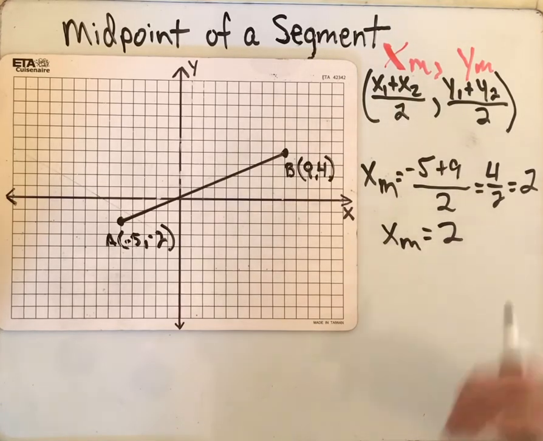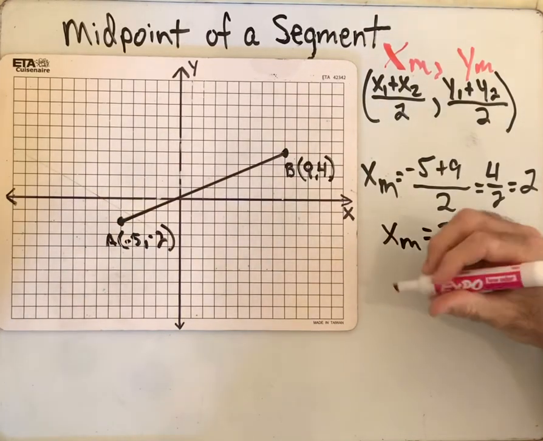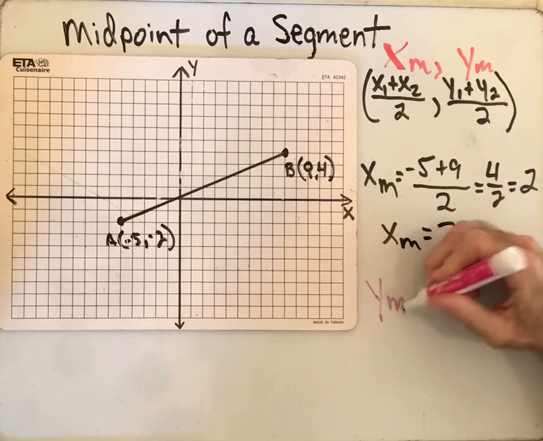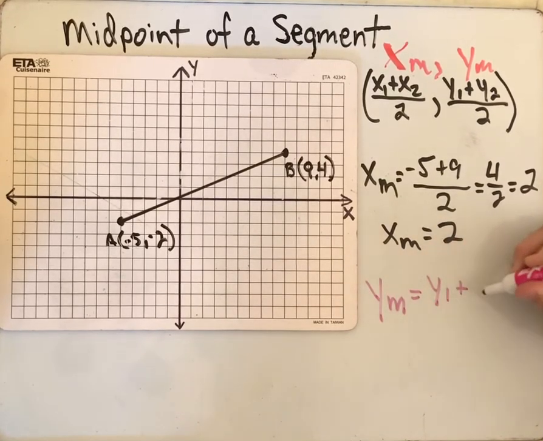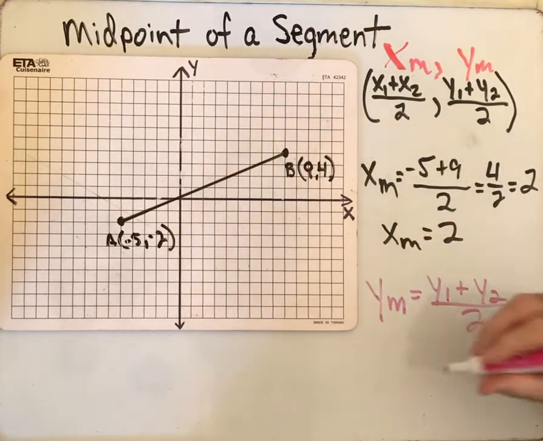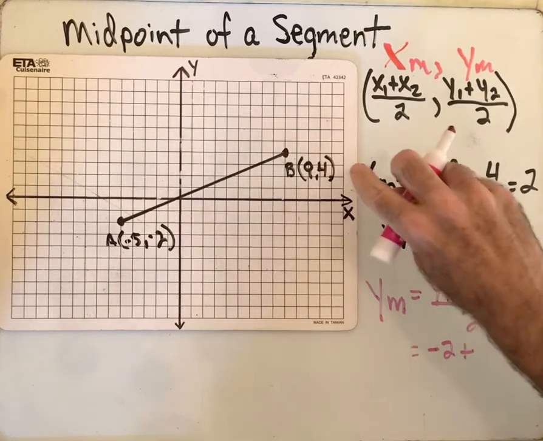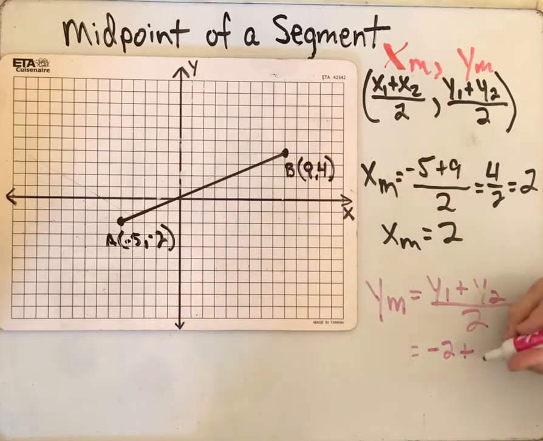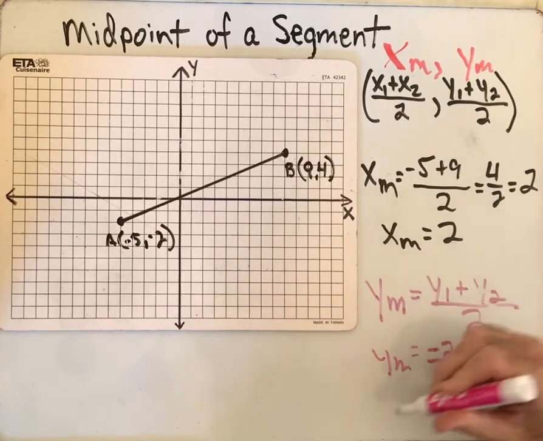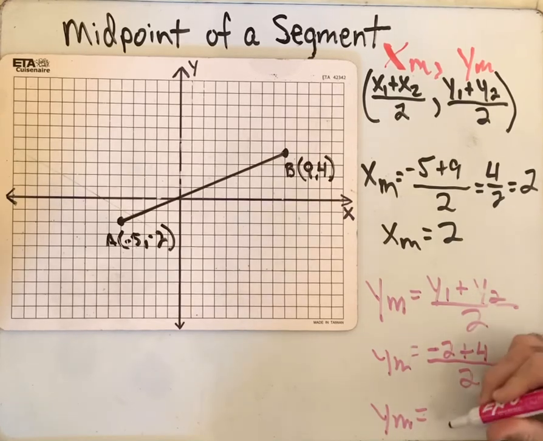Now let's do the same thing for the y. Let's change colors when we do that. Let's be like Khan Academy. We'll call this y sub m equals y1 plus y2 over 2. Let's substitute the y values. y1 equals -2 plus 4, and that's going to be divided by 2. So -2 plus 4 is the same as 4 minus 2. That's 2 over 2. So y sub m equals 1.